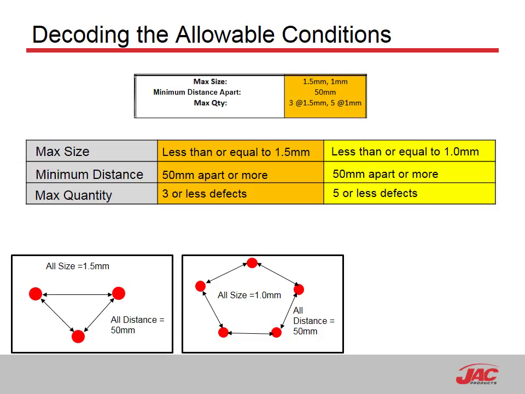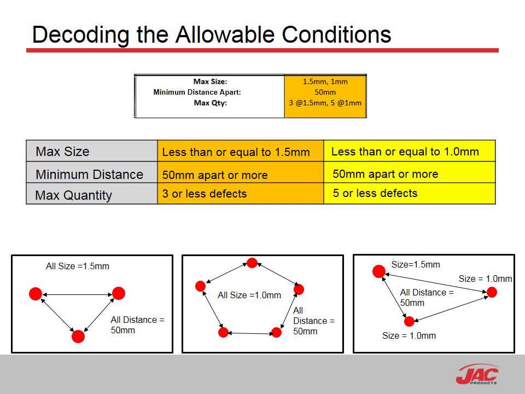This part would be passed based on the first set of criteria in orange. This shows 5 defects, and they are all less than or equal to 1 millimeter, and they are all 50 millimeters apart from each other. This part would be a pass based on the second set of criteria in yellow. But what about this part? One of the defects is 1.5 millimeters, and the other 2 are at 1 millimeter. Because there is one defect greater than 1 millimeter, but less than or equal to 1.5 millimeters, you will use the orange criteria and pass this part.